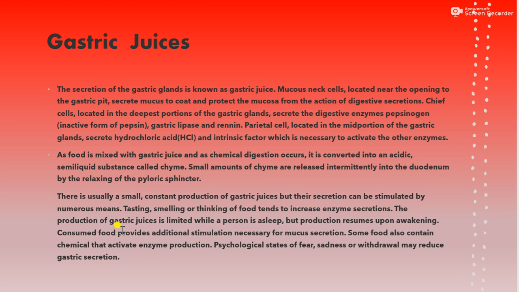The production of gastric juices is limited while a person is asleep, but production resumes upon awakening. Consumed food provides additional stimulation necessary for mucus secretion. Some foods also contain chemicals that activate enzyme production. Psychological states of fear, sadness, or withdrawal may reduce gastric secretion.